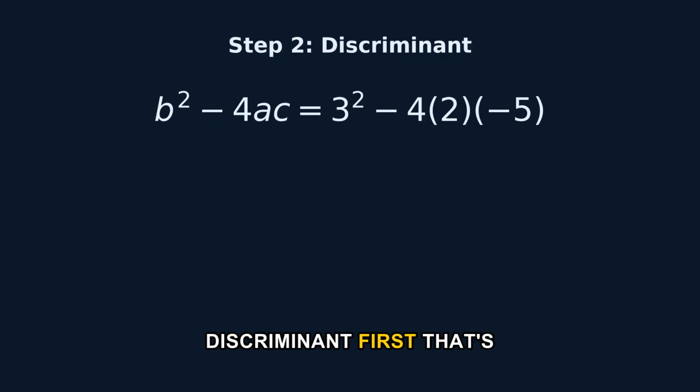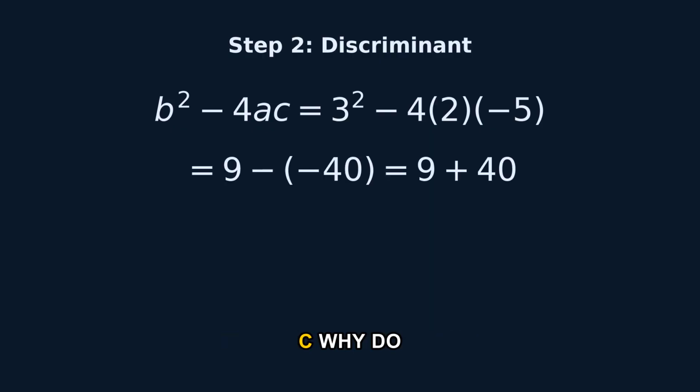Here's a smart move before diving into the full formula. Calculate the discriminant first. That's the expression inside the square root, b squared minus 4 times a times c. Why do we care? Because it's a preview. A positive discriminant means two different real solutions. 0 means exactly one solution. A negative discriminant means no real solutions at all.